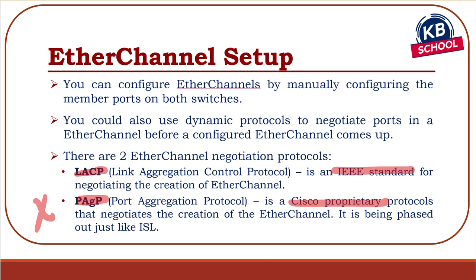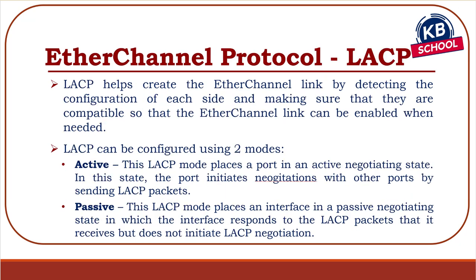Now, a little bit about each one of those two protocols in a little bit more detail in the next slide. Let's talk about LACP first. LACP again helps the ether channel link by detecting the configuration on each side. So it goes to the other side and says, hey, listen, are you part of an ether channel or not? If it is, it says, okay, good. I'll set up the ether channel. Now, LACP, when you configure it, there's two different ways of doing it. One way is telling the switch when you come up and the ether channel has been configured, it will try to actually negotiate the ether channel.